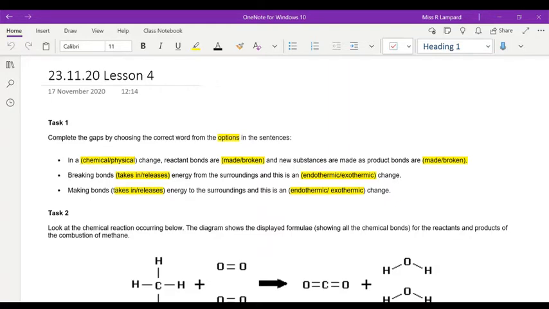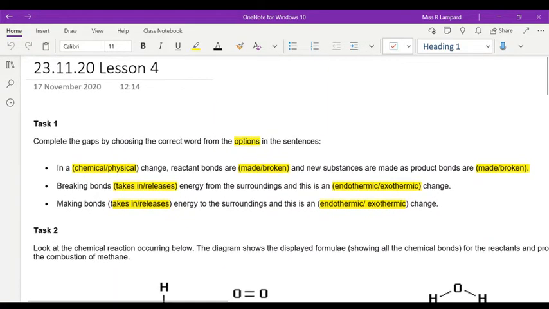So the first thing I'd like you to do, please, is have a look at task 1. So what I'd like you to do is complete the sentences by choosing the correct word from the options in the following sentences. So if you pause the video now and then restart the video once you have had a go, and we will have a look at the correct answers.